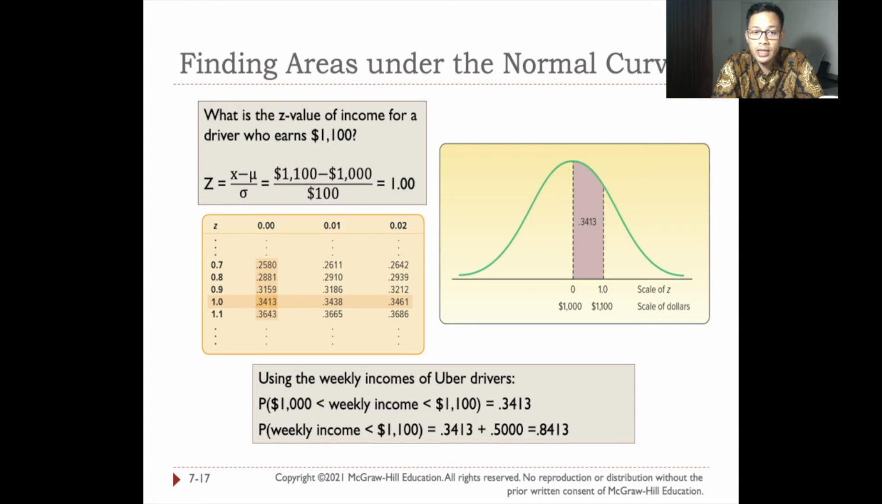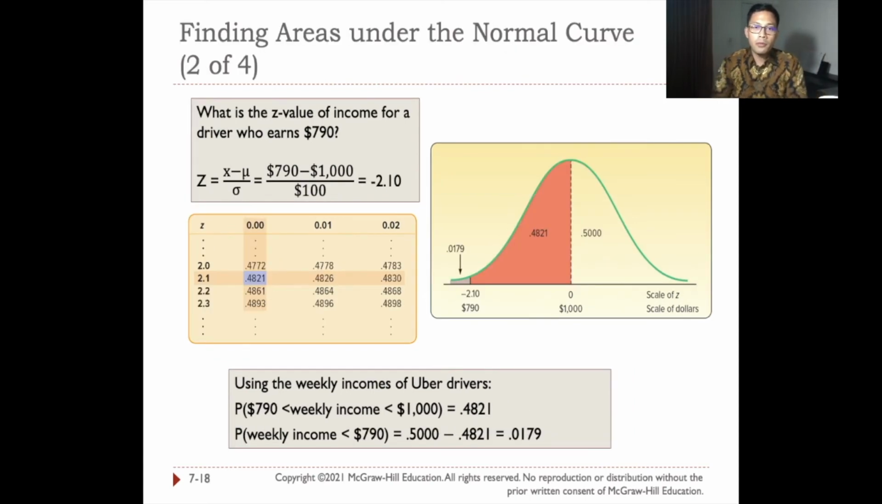Now you can also ask, what about the probability of weekly income below 1,100? So basically it's going to be between 1 and negative infinity. We discussed in the previous slides that the area to the left of the mean is going to be 0.5 or 50%. So the area to the left is 0.5, and the area to the right until z-score equals 1 is 0.3413. So the probability of weekly income below 1,100 is going to be 0.8413. Quite straightforward, isn't it?